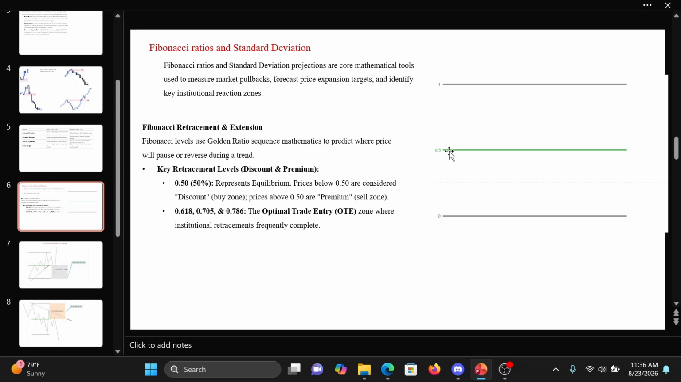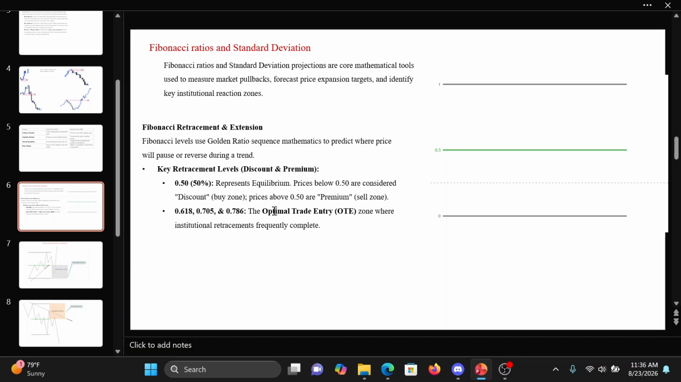Okay, so let's look at this here. Above 50% is premium. Below 50% is discount. And then we have what we call the optimal trade entry points, where we have the zero. Others consider the 61.8 or the 60% as their key point. Others consider the 70%. Others consider the 78% of the Fibonacci as their entry points, depending on how your entry model works. These are optimal trade entries.